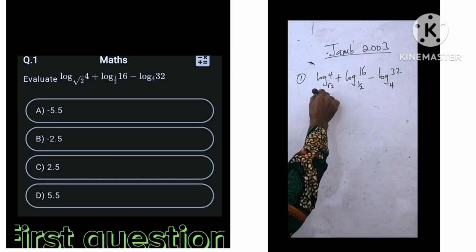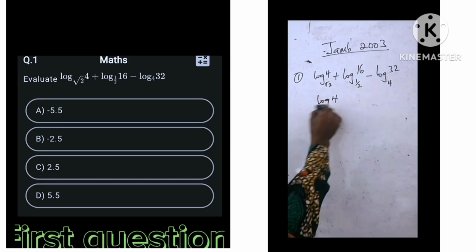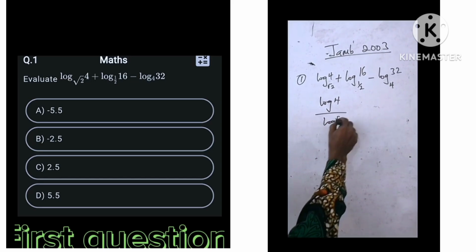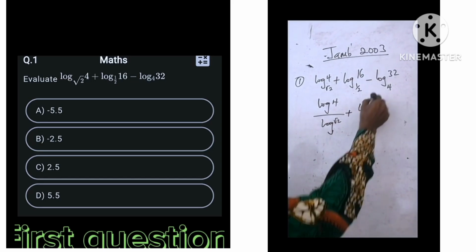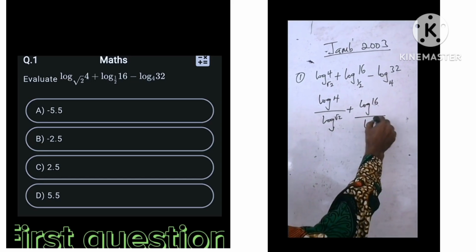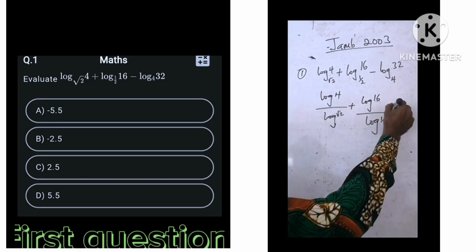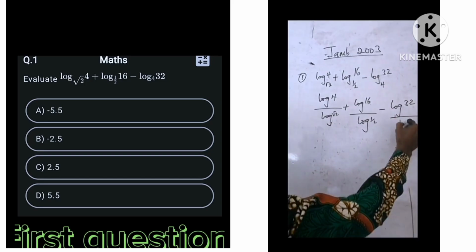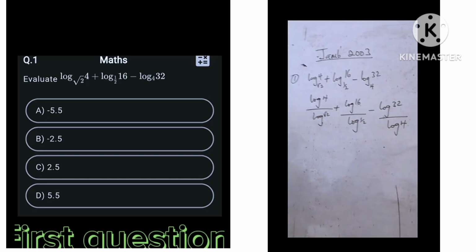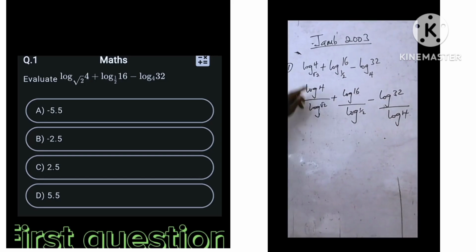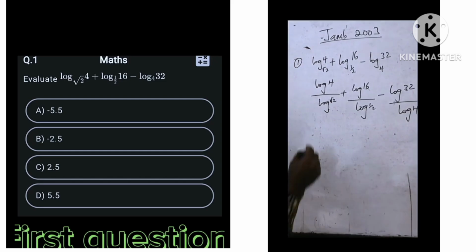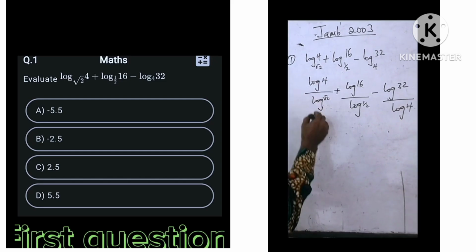So all you have to do now is write log 4 divided by log root 2 plus log 16 divided by log 1 over 2 minus log 32 divided by log 4. The reason why we did this is because all these cannot give us the index of the number. So at this point, let's put them in index form.